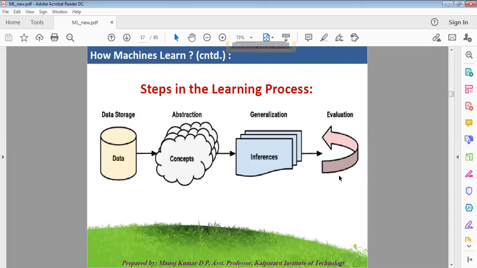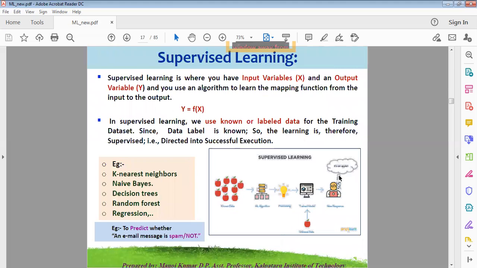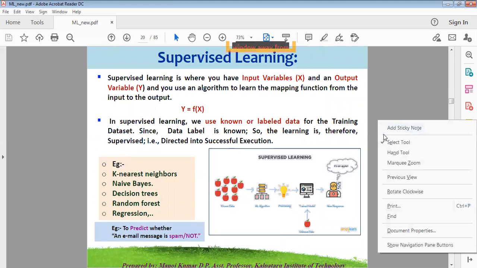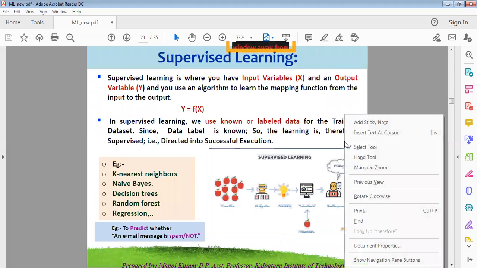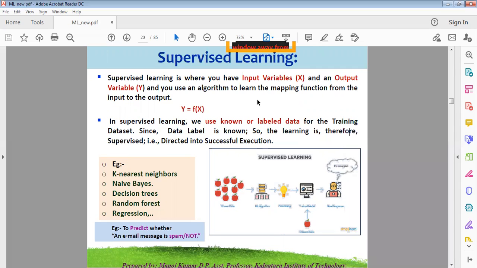So come for that particular supervised. So now you see here data, output, program. So data is the input variable, that is X. So output is Y, and you use an algorithm to learn the mapping function from input to output. That is Y is equal to F of X.